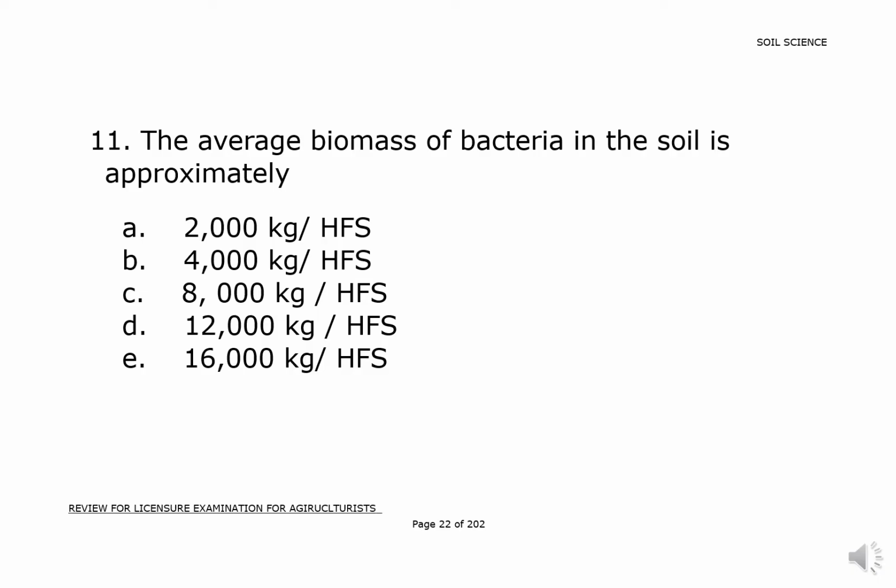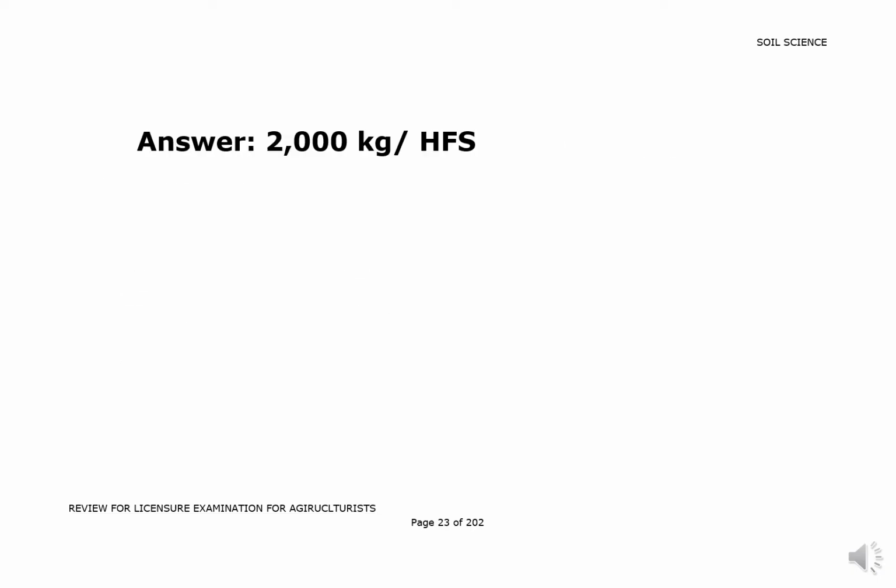Number 11. The average biomass of bacteria in the soil is approximately A. 2,000 kg per hectare-furrow slice, B. 4,000 kg per HFS, C. 8,000 kg per HFS, D. 12,000 kg per HFS, or E. 16,000 kg per HFS. The answer is 2,000 kg per HFS.